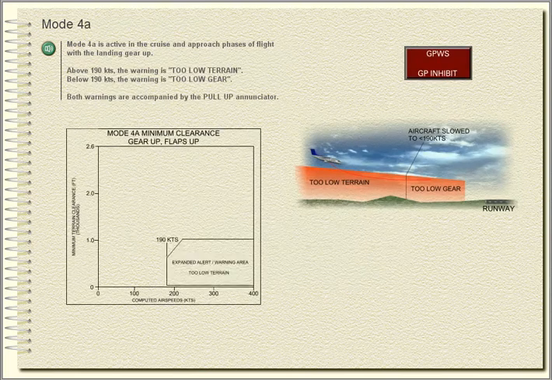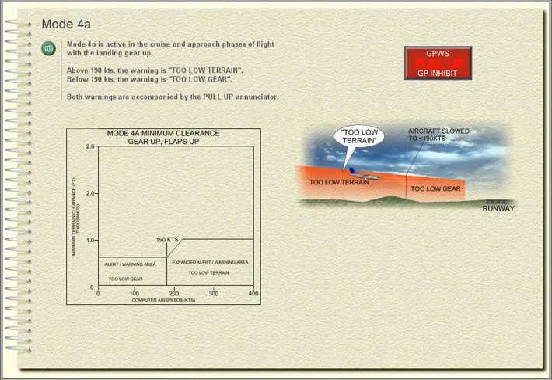Mode 4A. Mode 4A is active in the cruise and approach phases of flight with the landing gear up. Above 190 knots, the warning is "Too low terrain." Below 190 knots, the warning is "Too low gear." Both warnings are accompanied by the pull-up annunciator. Too low terrain. Too low gear.